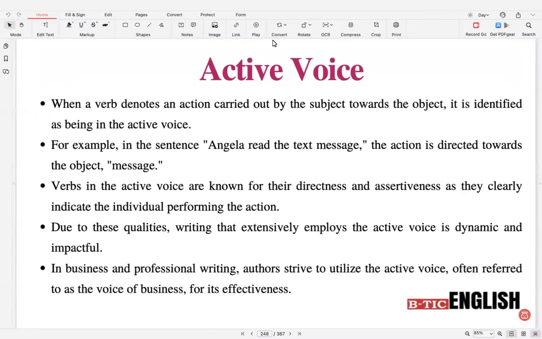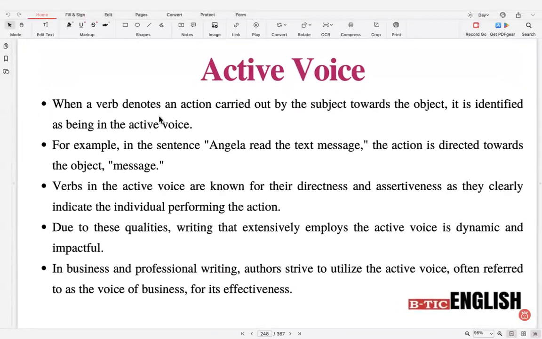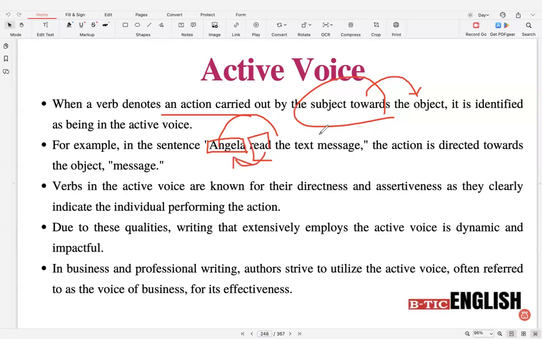Listen to me carefully. Active voice. When a verb denotes an action carried out by the subject towards the object, it is identified as active voice. For example, look into this sentence. Angela read the text message. Here, Angela is the subject, right? So the subject is doing the action. Who is reading? Angela is reading, right? Angela is reading the text message. This is called active voice.